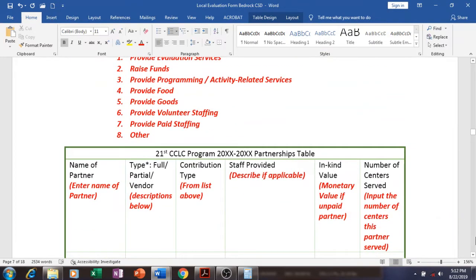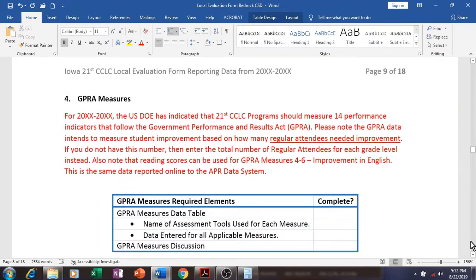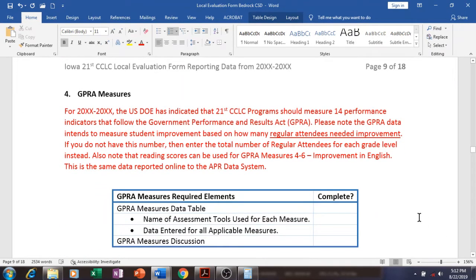And here, partnerships, parent involvement, and here's our GPRA measures. GPRA, if you're not familiar with it, stands for Government Performance and Results Act. All federal programs basically are supposed to follow and use what's involved in that act to evaluate their programs.